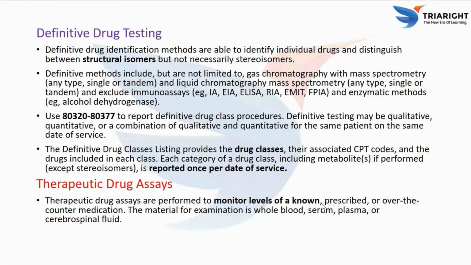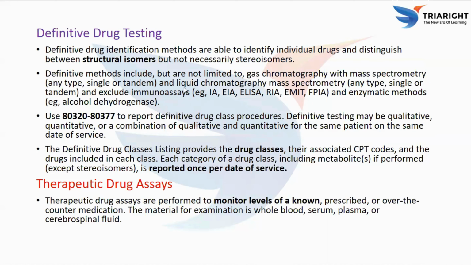So next is definitive drug testing. So what is definitive drug testing? It is used to prove exactly which drug is present. It identifies a specific drug molecule. It can tell the difference between drugs that look similar. And it is used when results must be legally and medically reliable. This is confirmatory testing but not a quick screen.